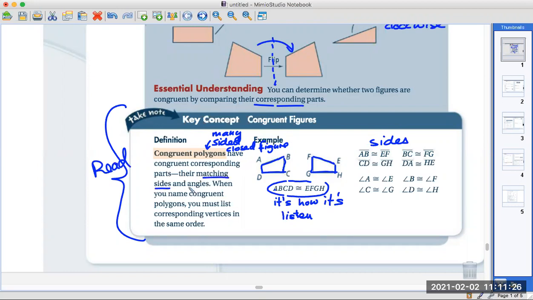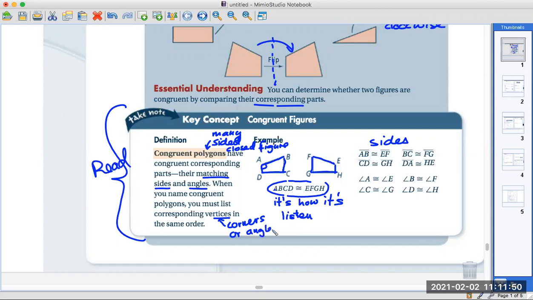So we always talk about sides and angles. You have to keep that separate. How do you list sides? How do you list angles? When you name congruent polygons, you must list corresponding vertices, which are your corners or angles. Notice the corners are the angles.